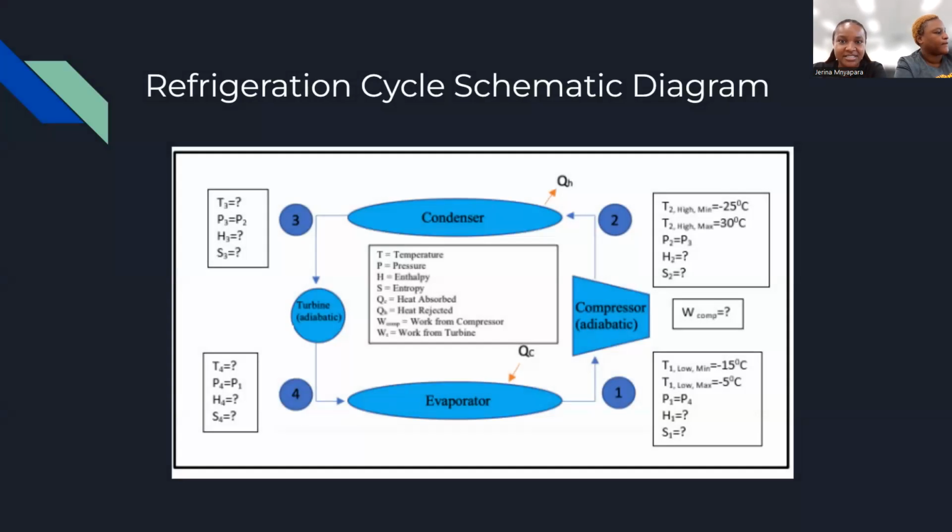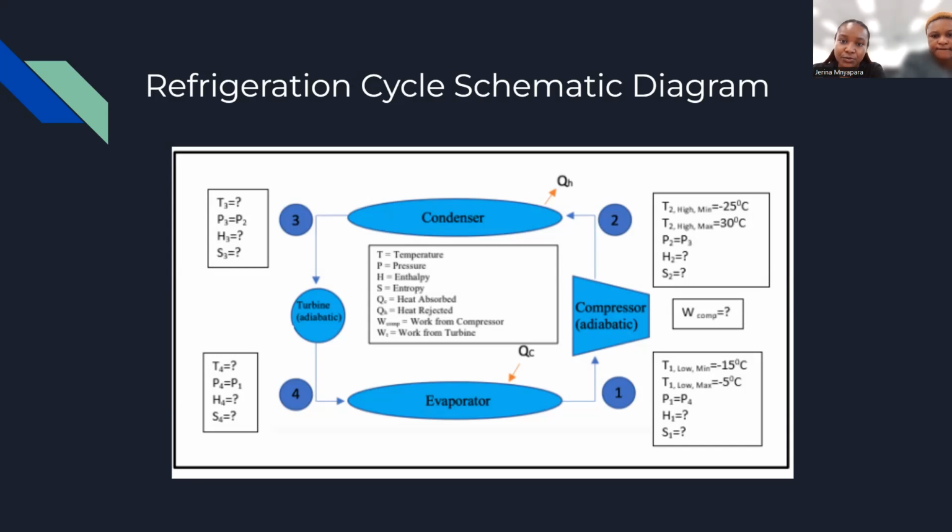So this is our refrigeration cycle schematic diagram. We're starting off with our evaporator, where heat is being absorbed and the working fluid is also entering. We chose ammonia as our working fluid, and we'll talk further on why we decided on that. Once we are entering the evaporator at stage 1, as you can see on the bottom right, we're entering a compressor, where that working fluid is compressed to a high pressure, and our work is going into the compressor.